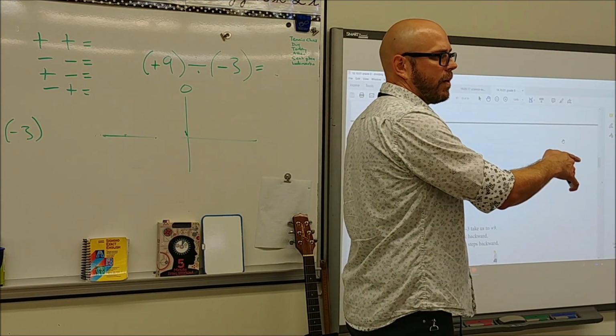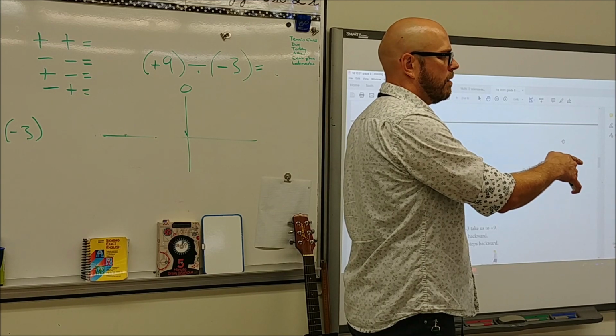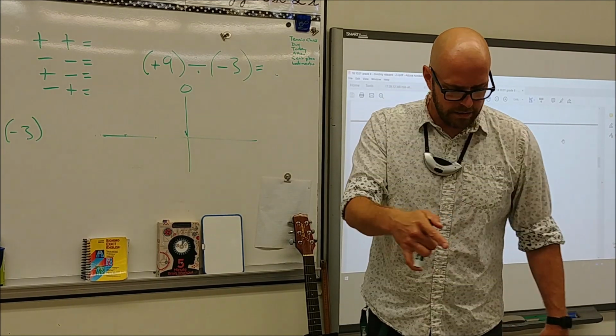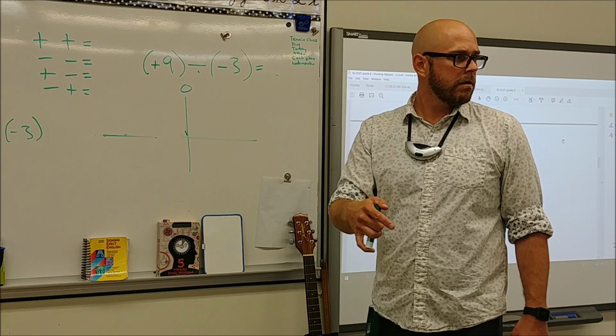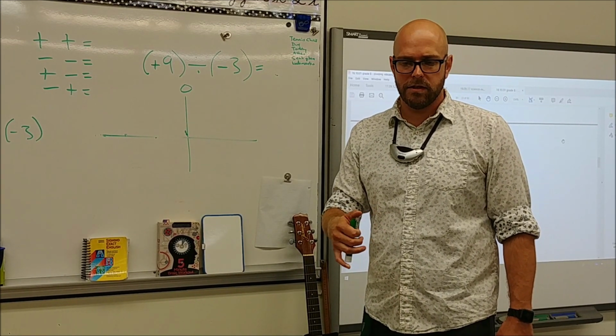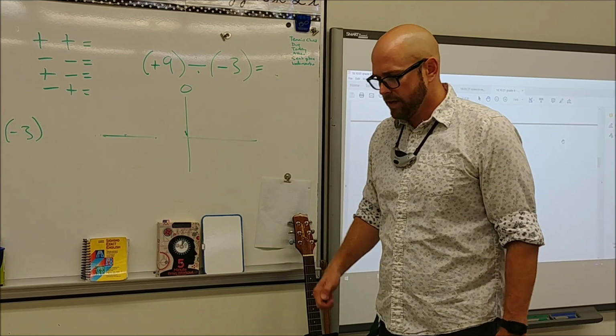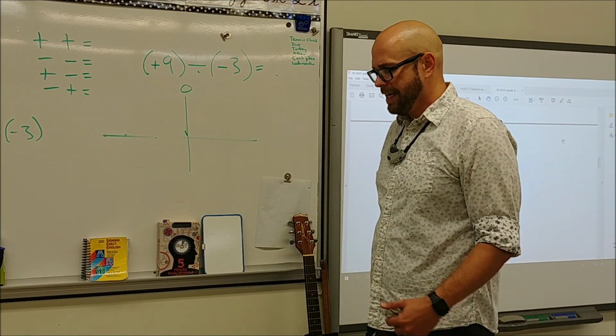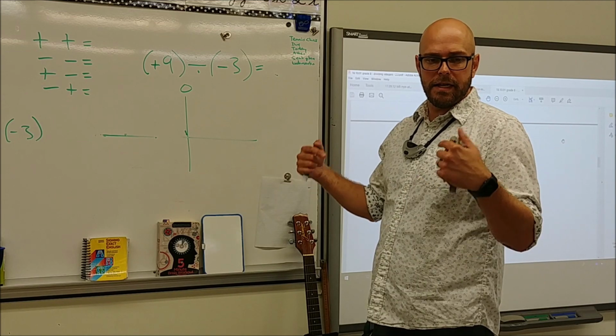But +9 is this way, and I've got to get there with negative steps. Does this make sense so far? Let's see some guesses on those show-me boards. I have to get to +9, but I need to take steps sized -3.